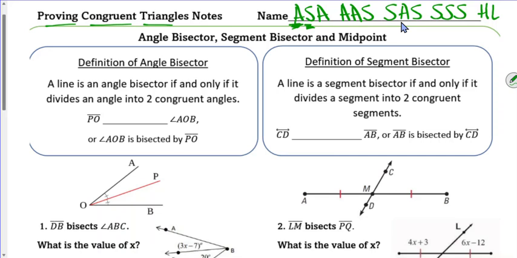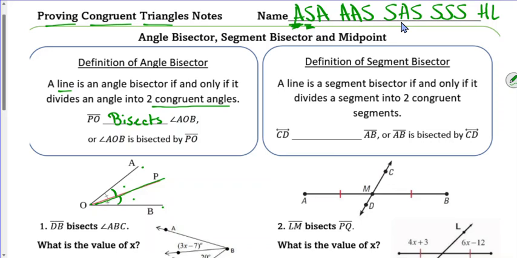First one is the definition of an angle bisector. A line is an angle bisector if and only if it divides an angle into two congruent angles. So it's going to split an angle directly in half. So AOB is split directly in half by this line PO. So we can say that PO bisects angle AOB. This angle and this angle are the same because that angle is getting split directly in half, forming two congruent angles. We could also say that AOB is bisected by line PO.